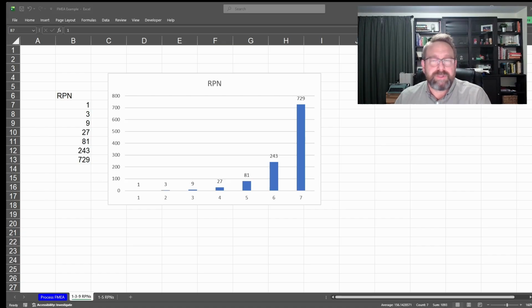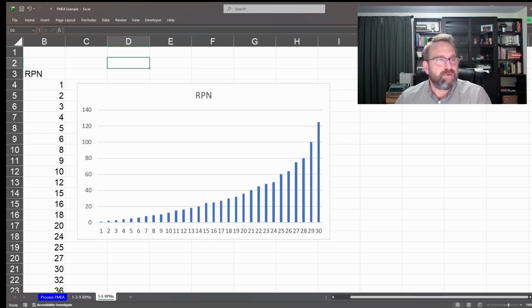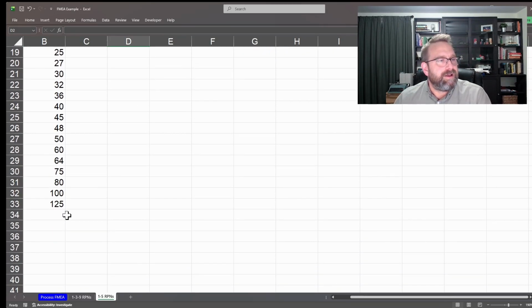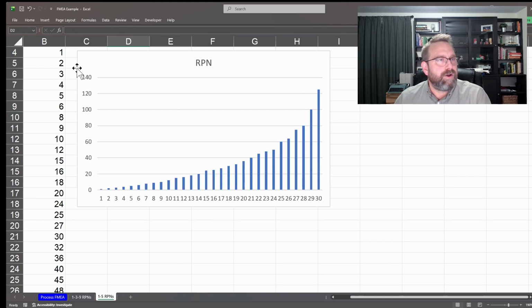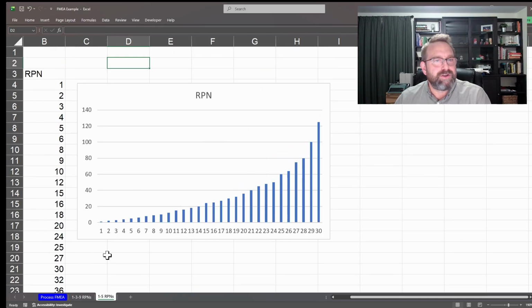For now, we'll split the difference and use the 1 to 5 scale, which, if you're curious, will give you 30 different products. So here are 30 different numbers going from 1 to 125. You can see, even here, you're getting some more fine-grainedness to it, but once you get to the higher numbers, the RPNs really start to pop.